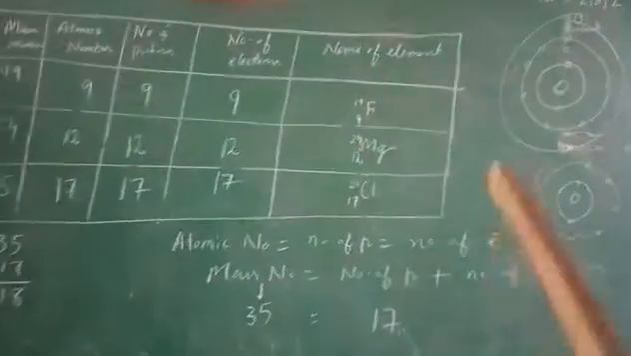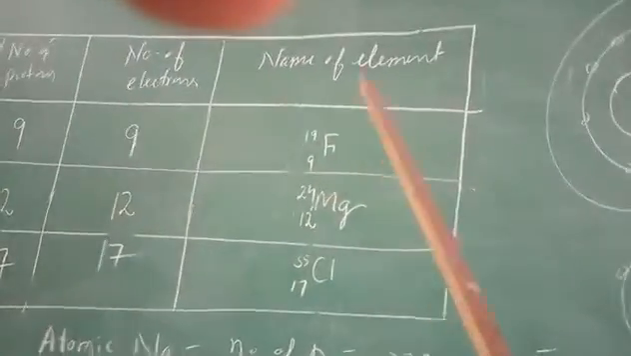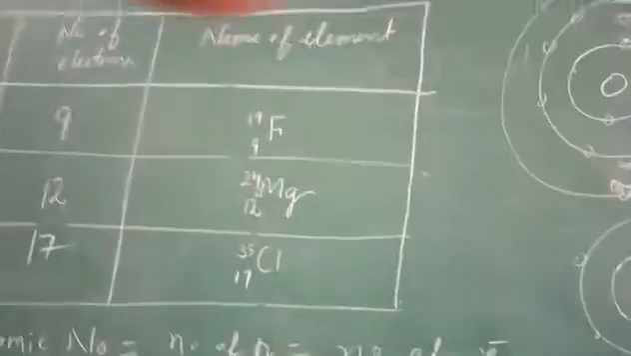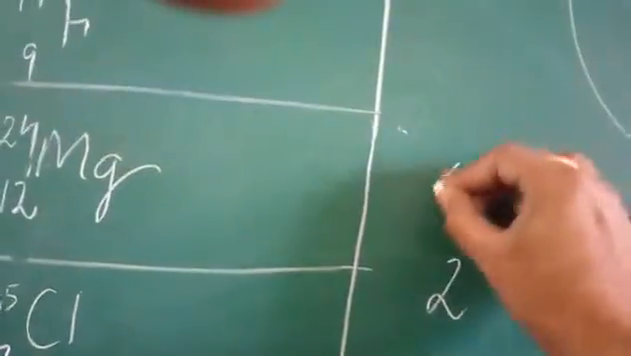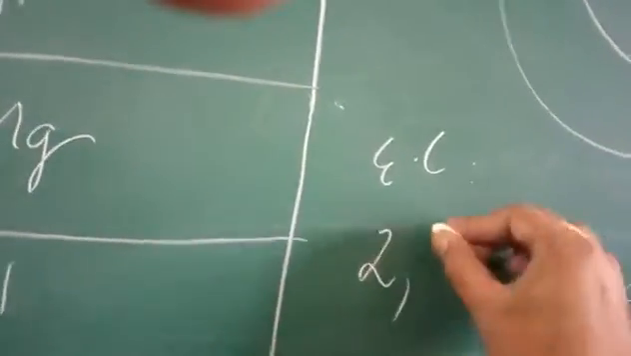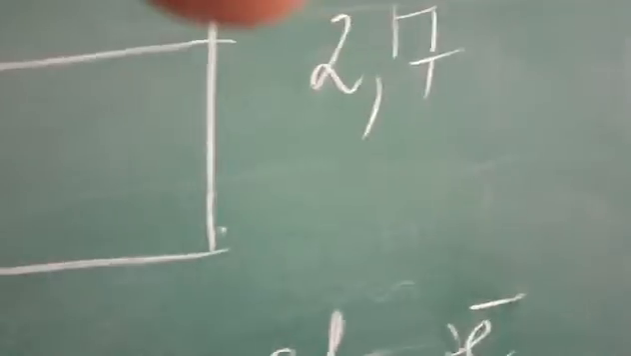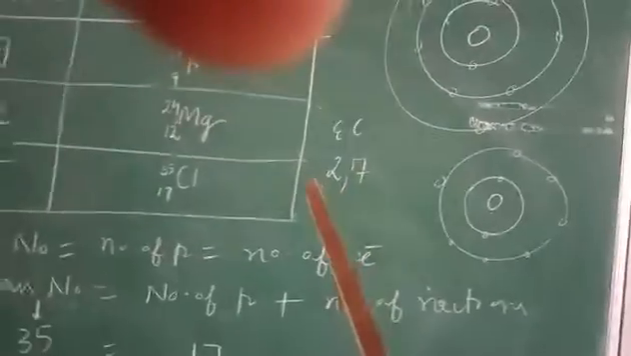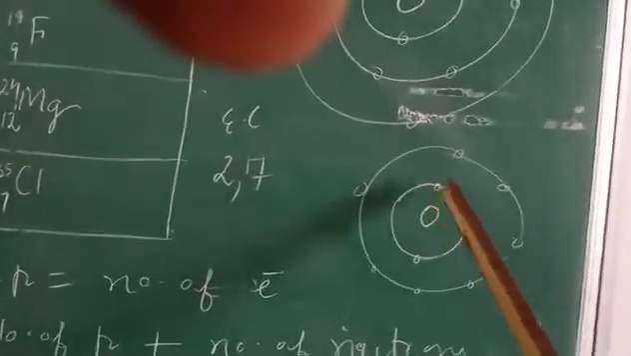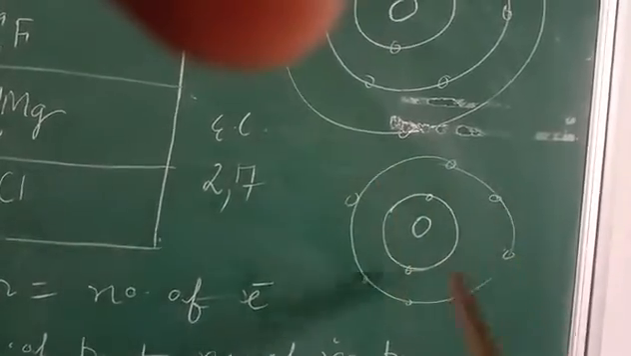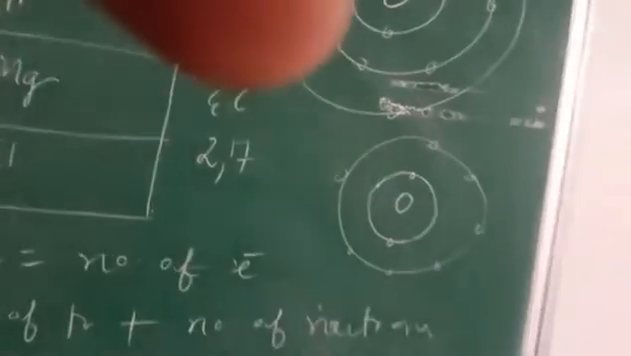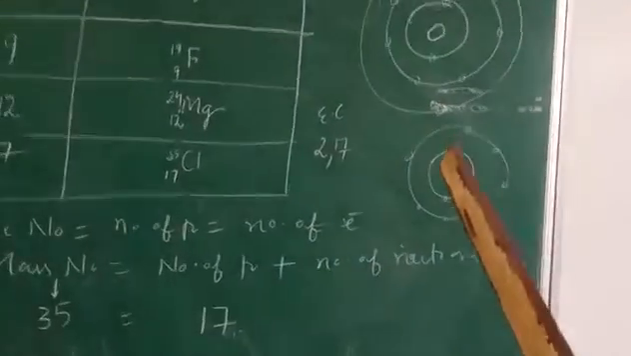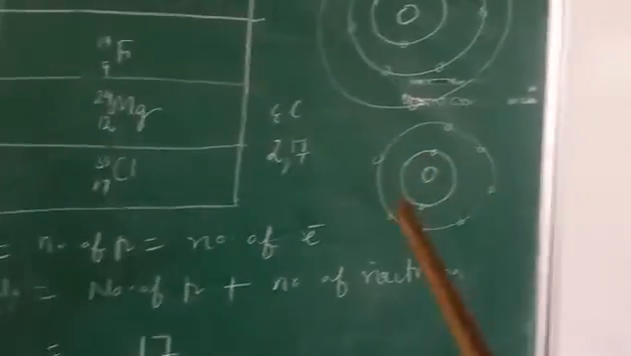Look at the first case, fluorine. Fluorine atom has atomic number 9. It means its electronic configuration is: first shell contains 2 electrons and second shell contains 7 electrons. So how can these 9 electrons be filled according to Bohr? First shell contains 2 and the other contains 7 electrons. 1, 2, 3, 4, 5, 6, 7. So this is how the electrons can be represented in the fluorine atom.